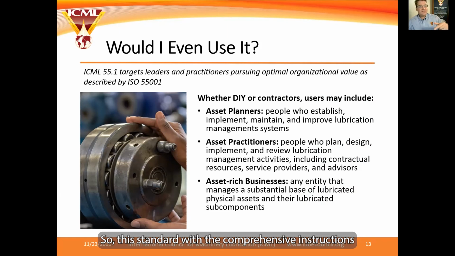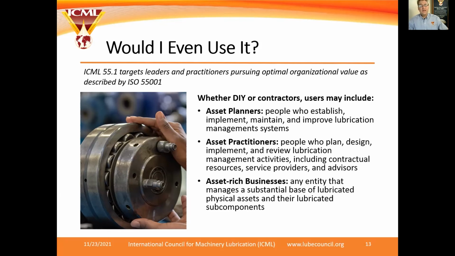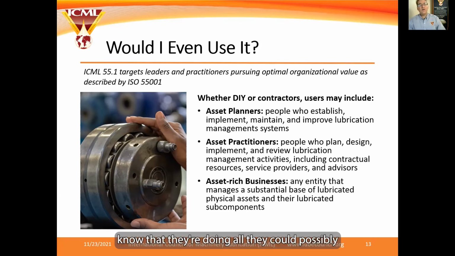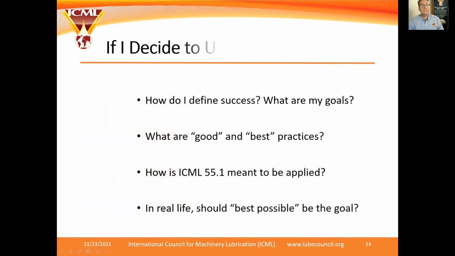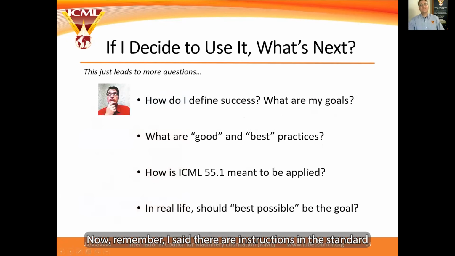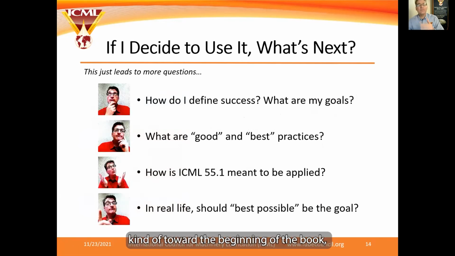So this standard, with the comprehensive instructions and the 12 areas, it really helps certified practitioners know that they're doing all they could possibly be doing to build or improve their comprehensive program. Now, remember I said there's instructions in the standard kind of toward the beginning of the book, and they explain the approach that you got to take to address all these areas properly in order to achieve success. So keep that in mind.